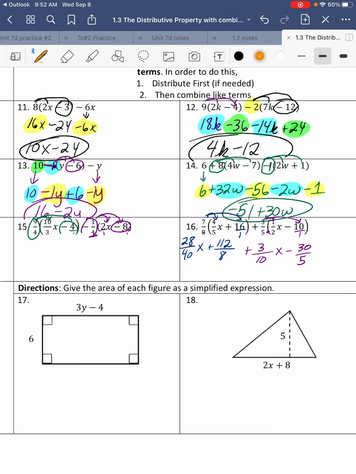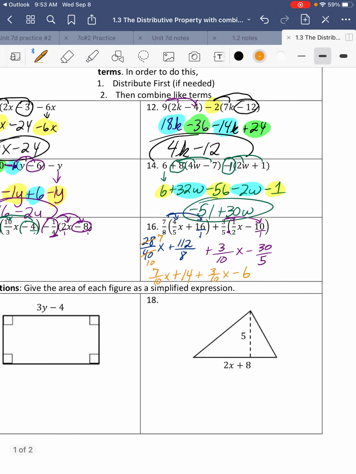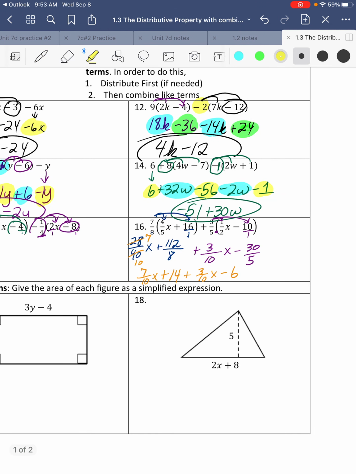So 28 over 40, I think divided by 4, 7/10. Okay, so that works out. 7 over 10x. 112 divided by 8. I'm just going to check to see if that divides evenly. Sweet, it does. So 112 divided by 8 is 14. If not, I would just divide numerator and denominator by 2 each time. Plus 3/10, that's reduced already. 30 divided by 5 is 6. All right, I think this is going to work out pretty nice.